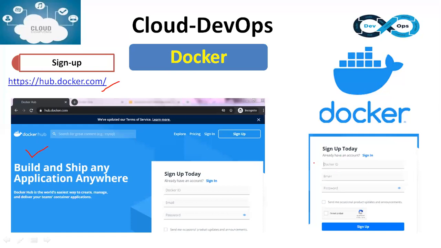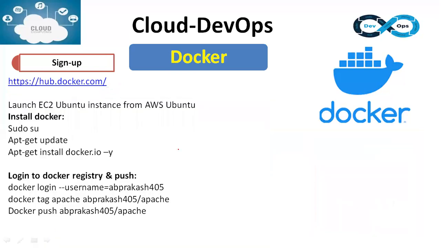Just navigate to this respective URL and you will be able to see a page like this. Then you provide your details and go for the sign up. Once you are able to sign up, you will get a Docker ID. In my case, this is my Docker ID.